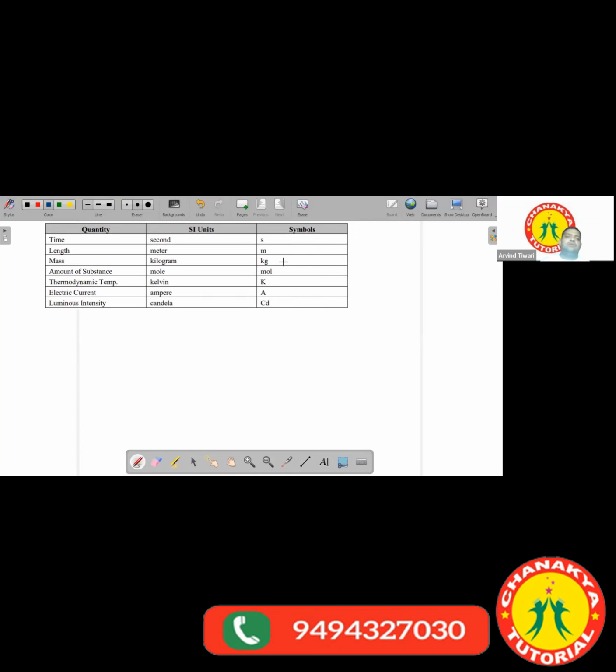So for time, second is written as small s. For length, meter is written as small m. Mass is written as kg, small everything. Only these two, Kelvin and Ampere, are written in capital letters. So these points need to be taken care of while writing the units. Then I will be discussing the plane angle and solid angle.